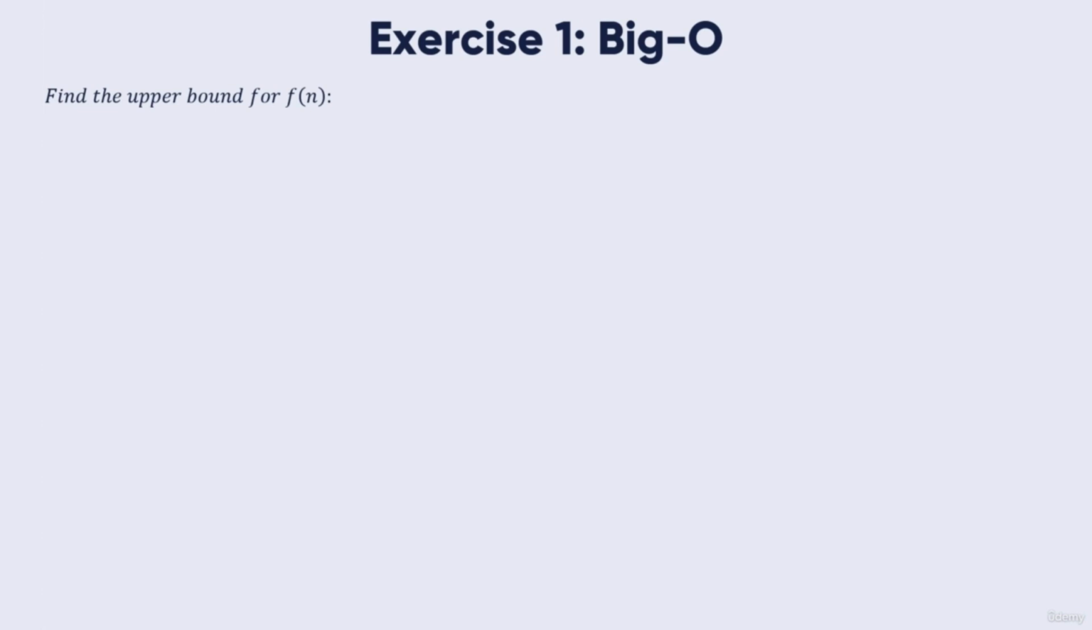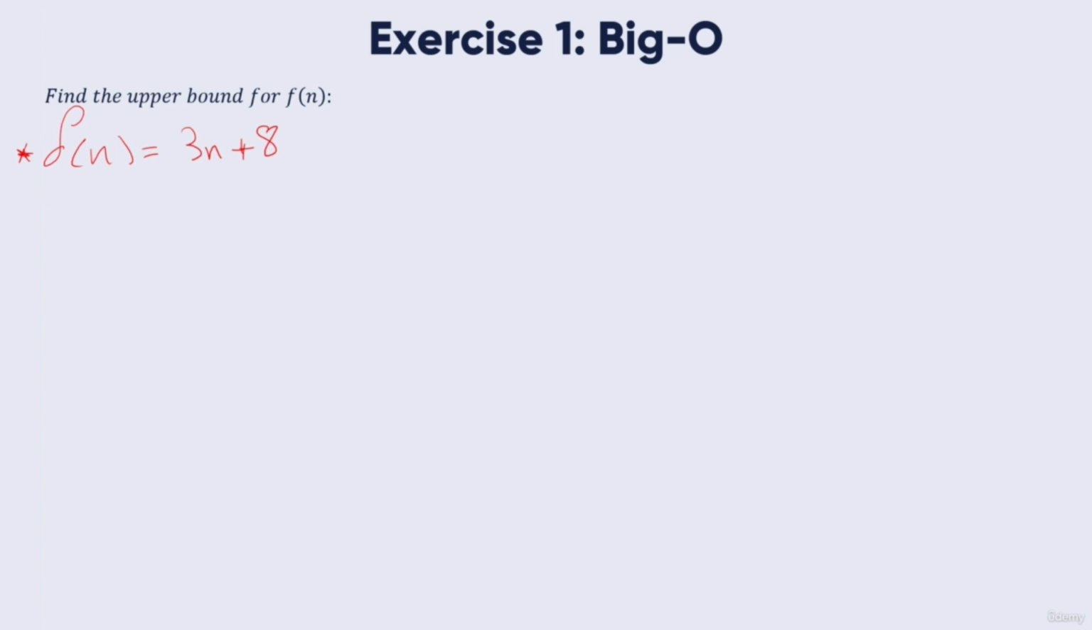Hello, my friends, and welcome to exercise number 1. We are going to deal with the big O. So we need to find the upper bound for the function f of n. The first function that we have is f of n equal to 3n plus 8. Okay? This is the first function. We need to find the upper bound of this function.